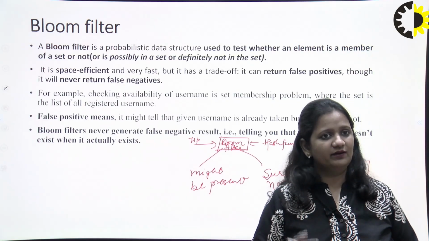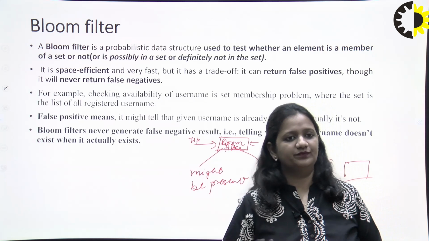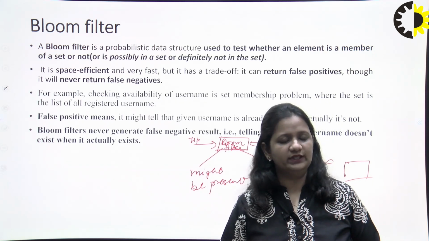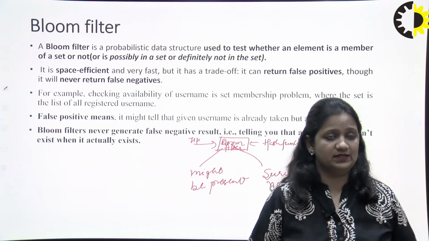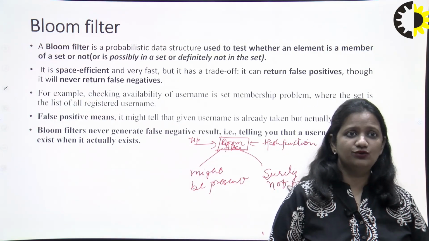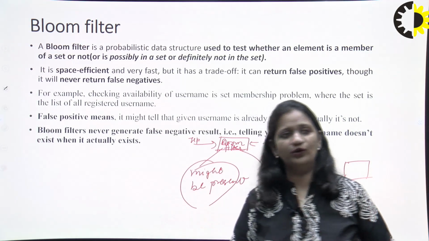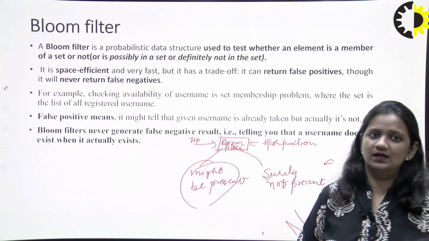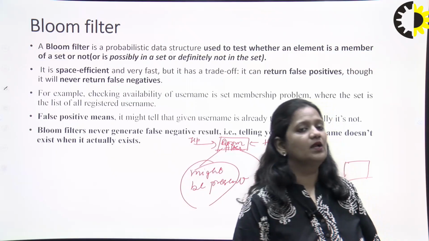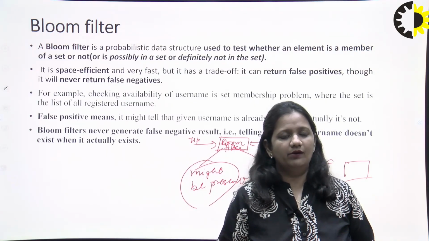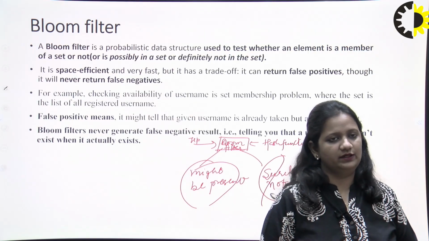So here the concept of the Bloom filter arises. We use a Bloom filter to generate such a result very fast. The advantage of a Bloom filter is that it will tell you it might be present. But the trade-off is that it can return a false positive result, but it never returns a false negative.